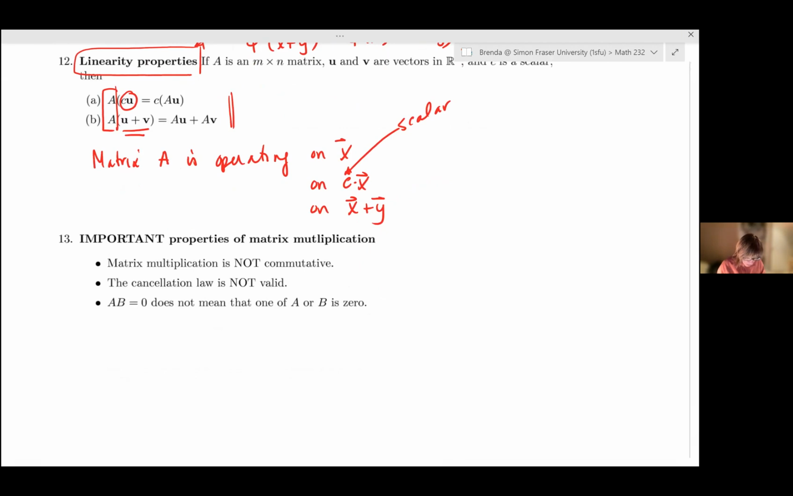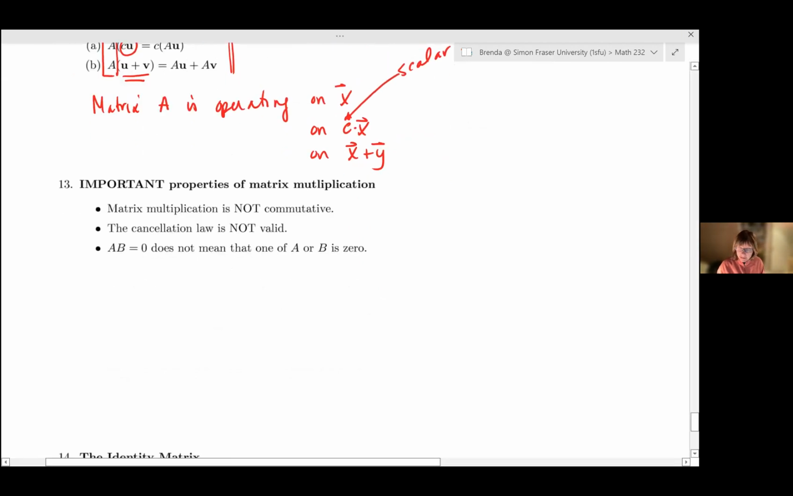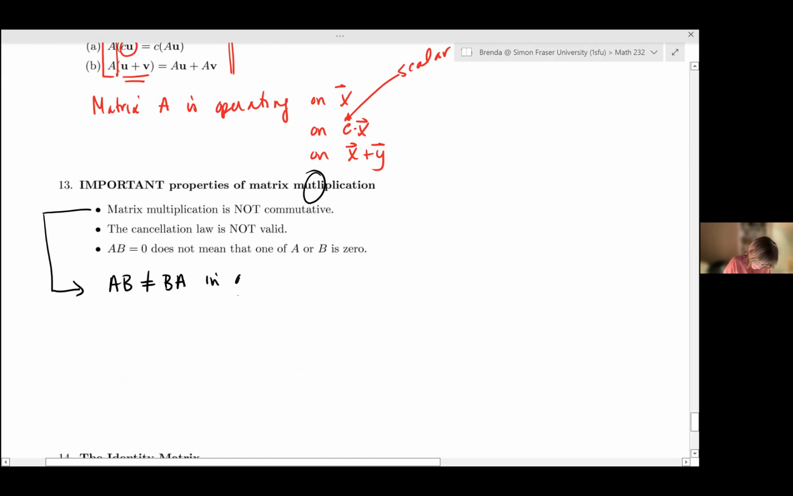Okay, the most important thing probably we can take from this lecture is, first of all, you should know how to do the multiplication. Secondly, though, you really need to grasp these three important points. Matrix multiplication is not commutative. That means that AB is not equal to BA in general. In some special circumstances, it may be, but in general, it is not.